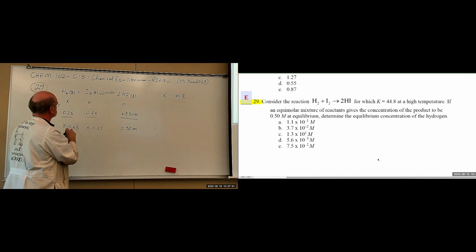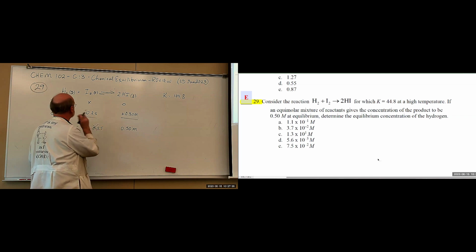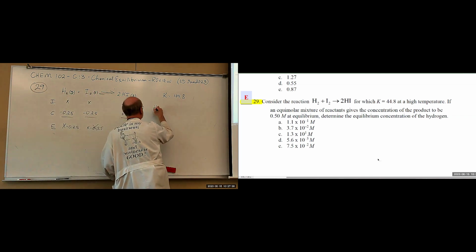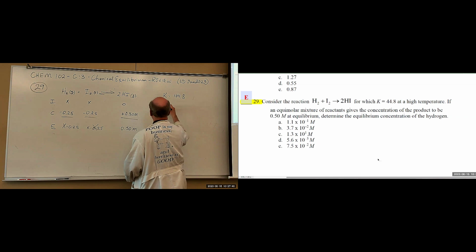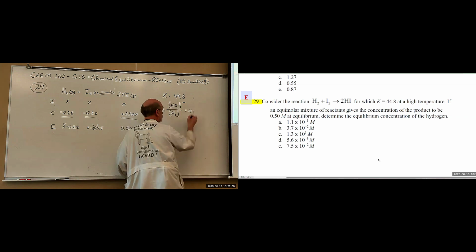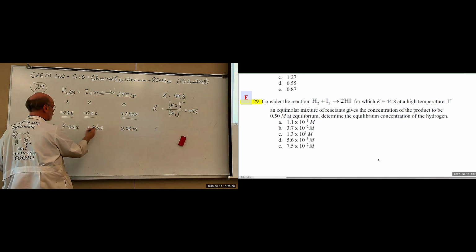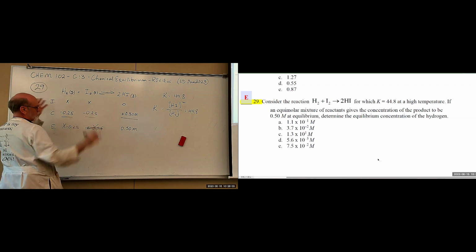Well, you know what? This one doesn't even enter into the calculation. K, because it's a solid, K is equal to HI, molar squared, over hydrogen to the first power, and that's equal to 44.8. So we don't even have to consider that one except for the stoichiometry.